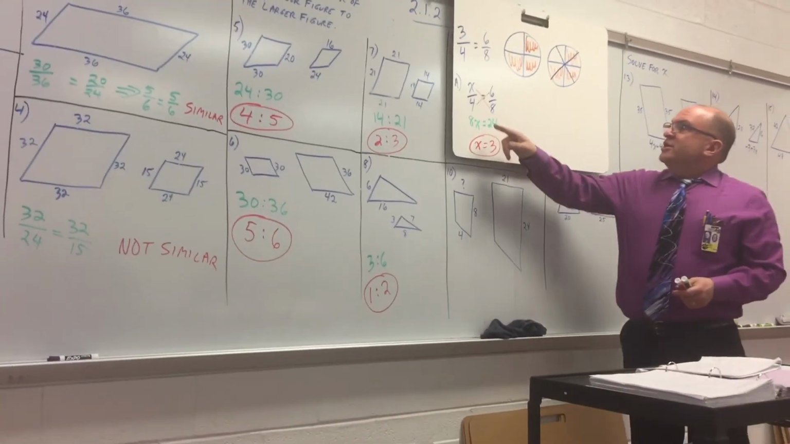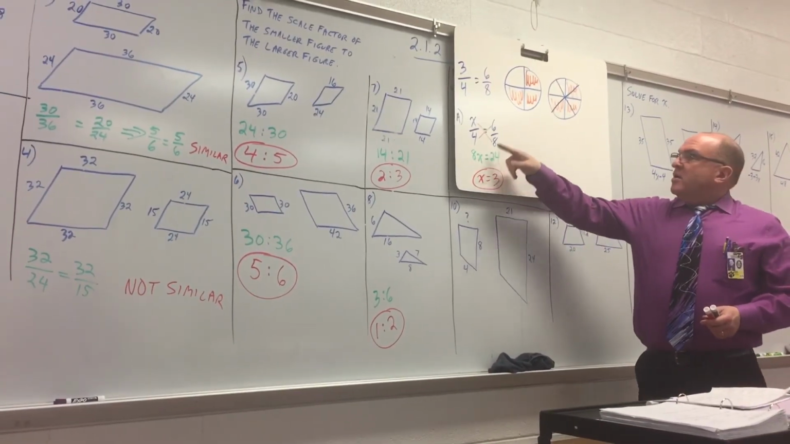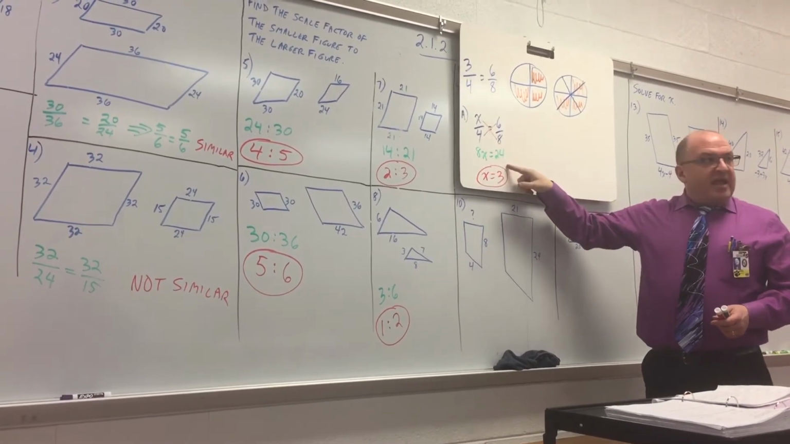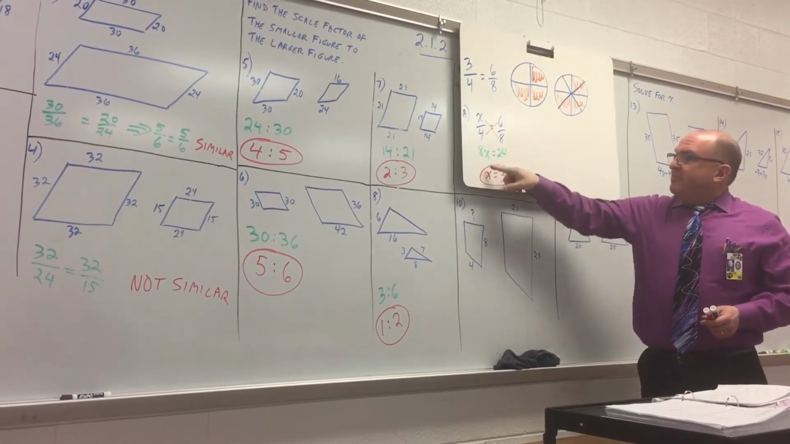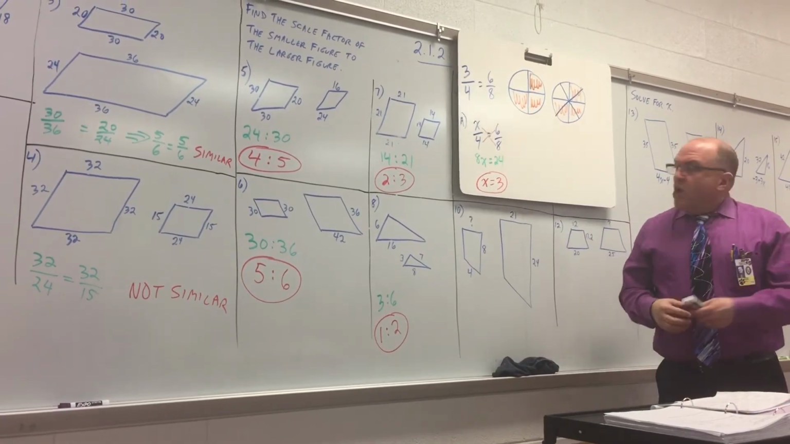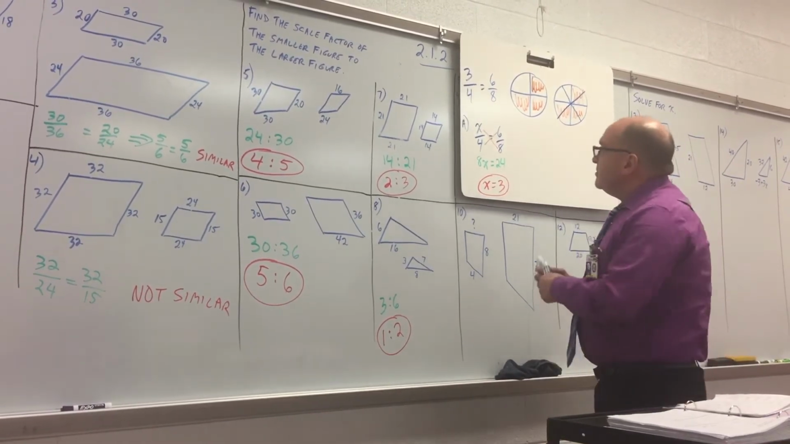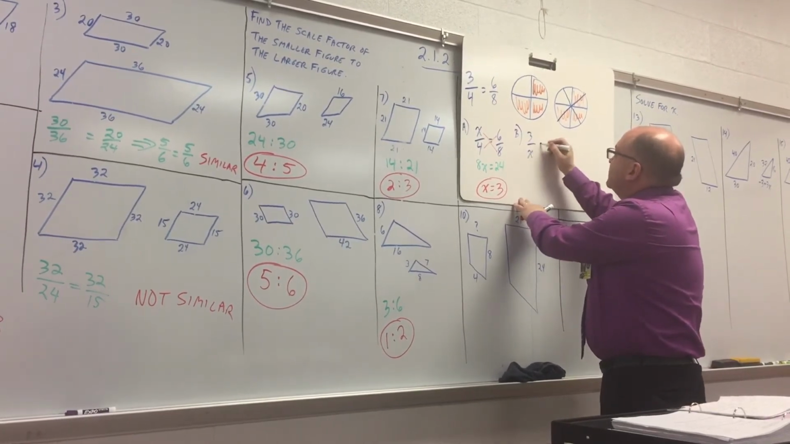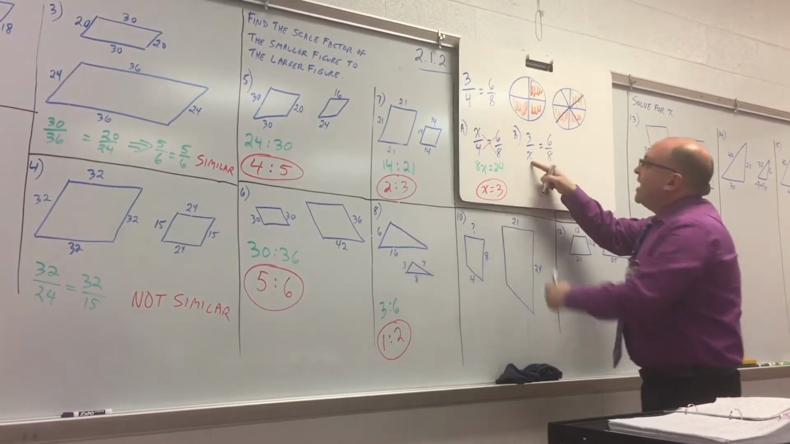Okay. Do you see what we did here? We took 8 times x equals 6 times 4. 8x equals 24. Divide by 8, x equals 3. What if I said 3 over x equals 6 over 8? What if the x is here now?